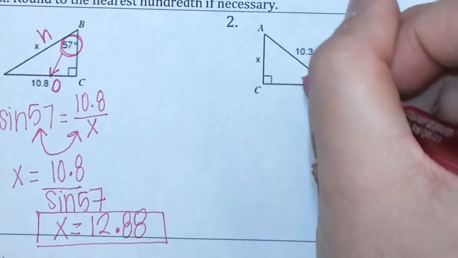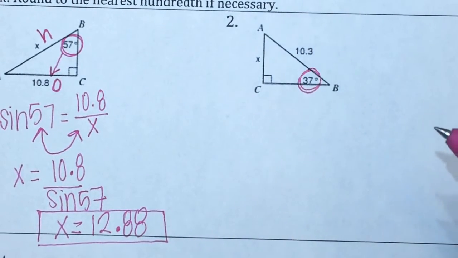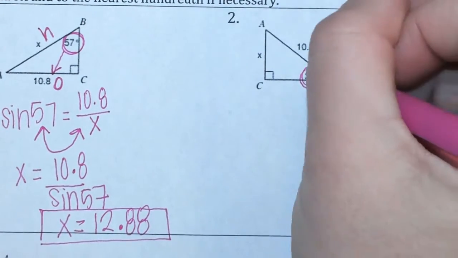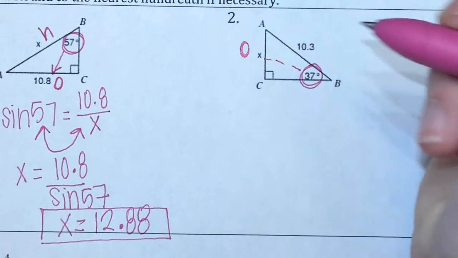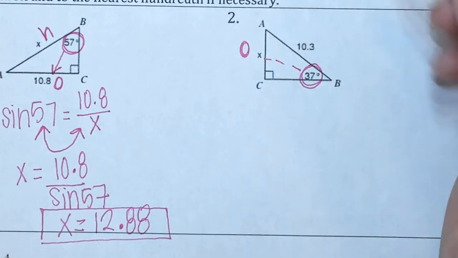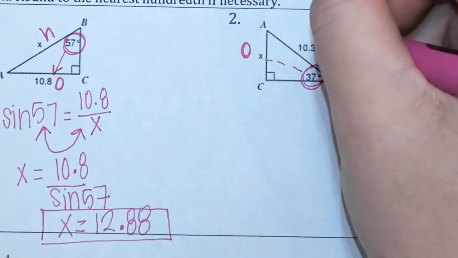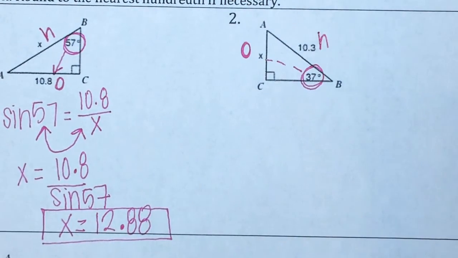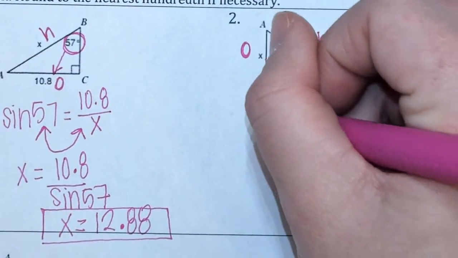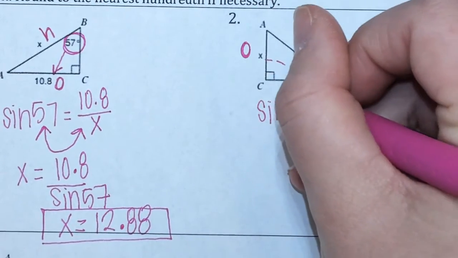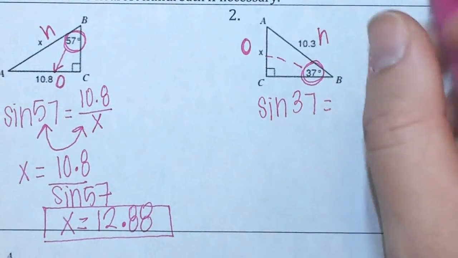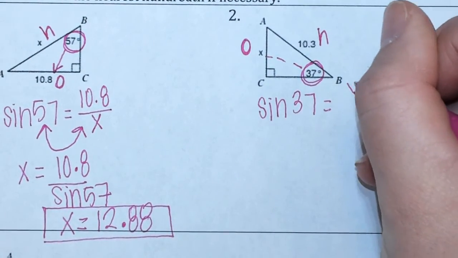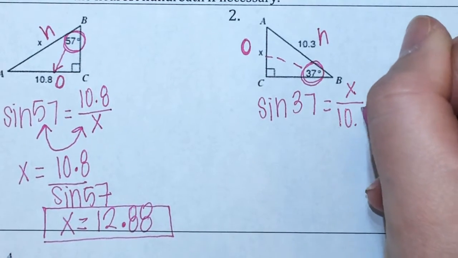Same thing. Circle your 37. We're still using sine. So this x is your O, and then 10.3 is your H. So now set up your equation. Sine of 37 equals opposite divided by hypotenuse. Well, your opposite was x, and your hypotenuse was 10.3.